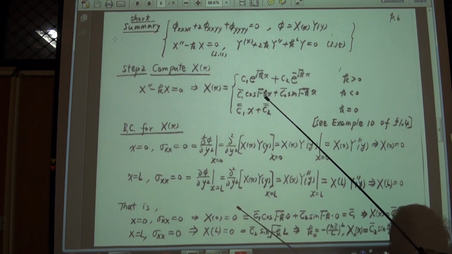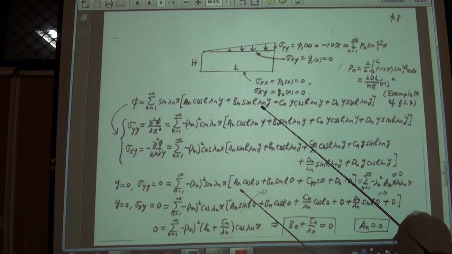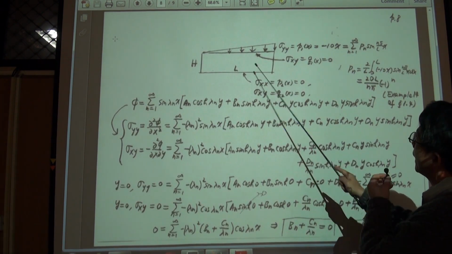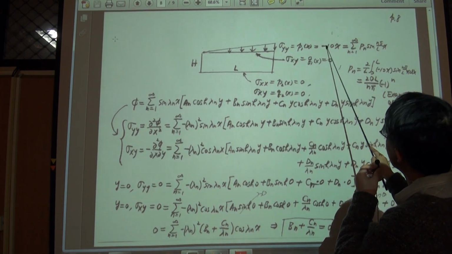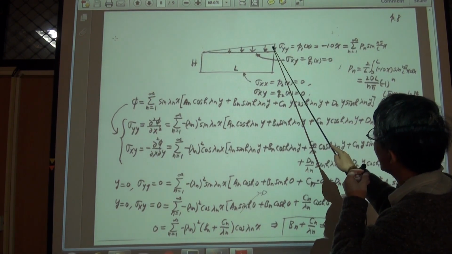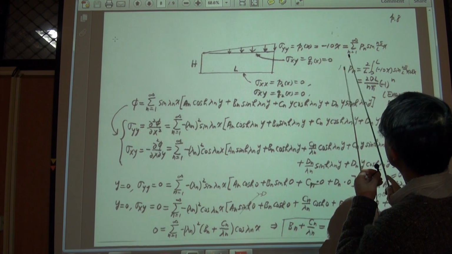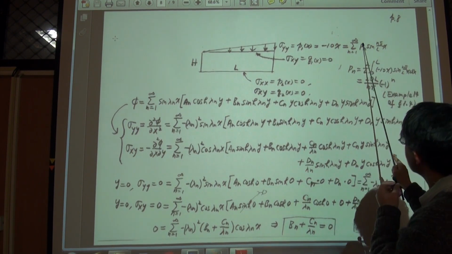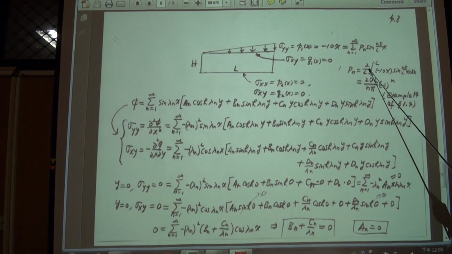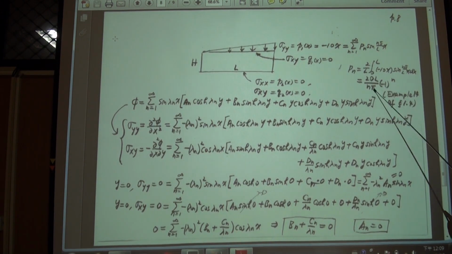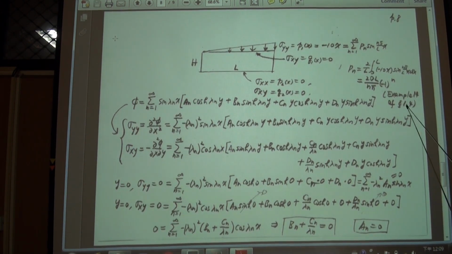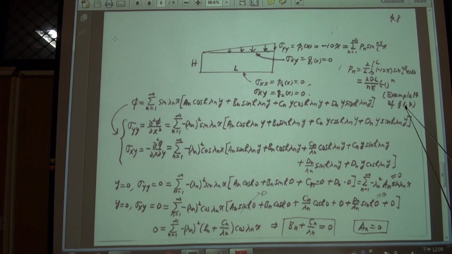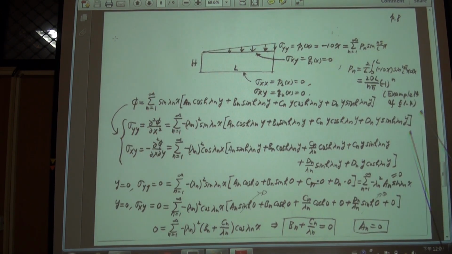See? This is the picture we have. At y equals h, we have the normal stress equal to minus 10x. This is a triangular distributed load. Okay, we have a Fourier series here, and then Pn after the integration will give us this one. See the example 14 or 15 in section 1.4. Check it out, 14 or 15.